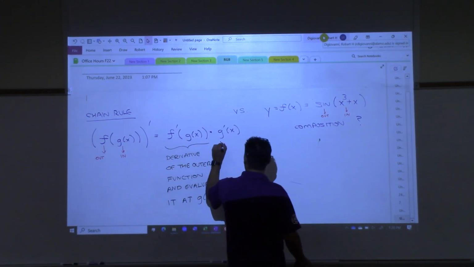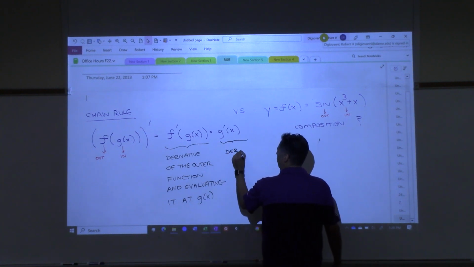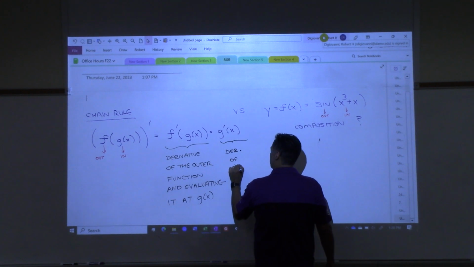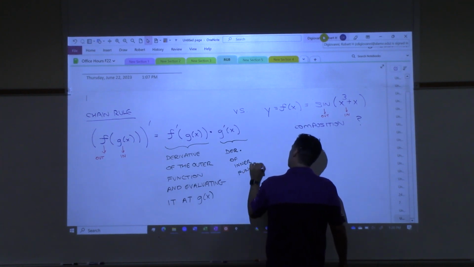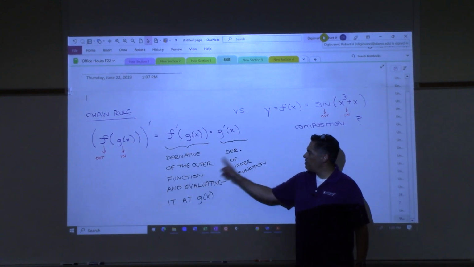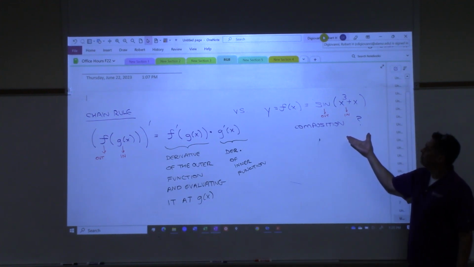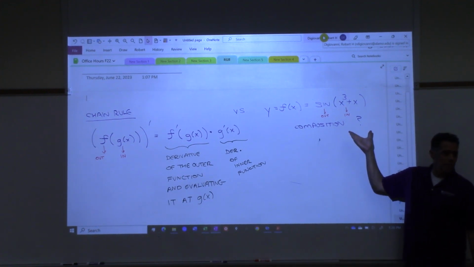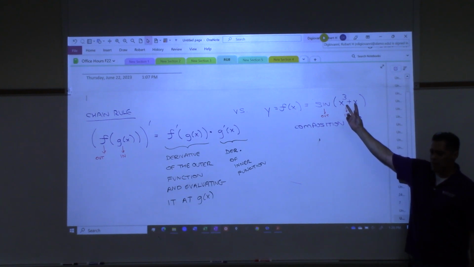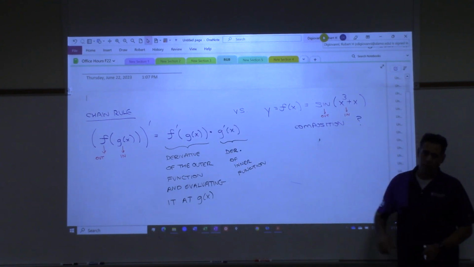This is quite simply the derivative of the inner function. The hardest part of this is the first part, because this part's just the derivative of g. Can you all tell me the derivative of g here? 3x squared plus 1, right? That's the derivative of what's in here. That part's always the easy part. The hard part is that first part, all right?